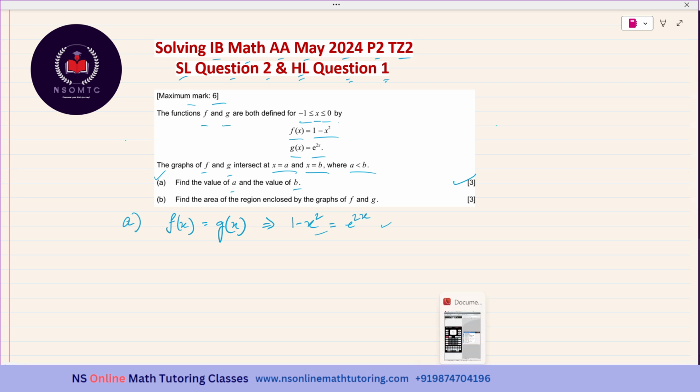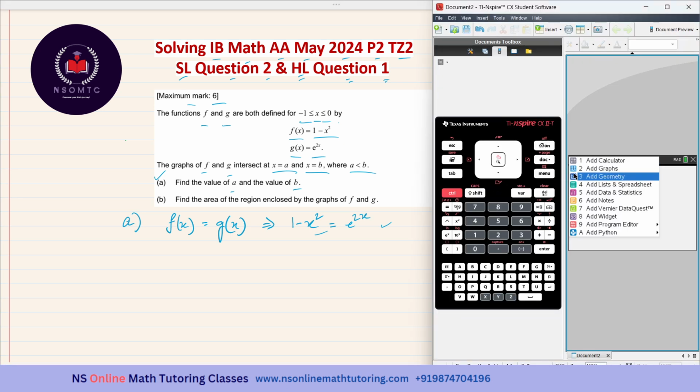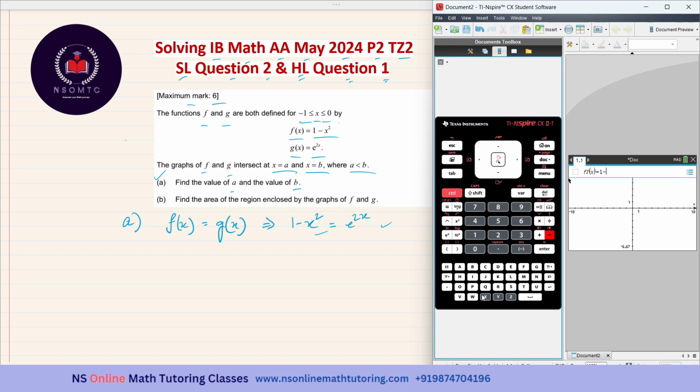Okay. So this is the TI Inspire CX2 calculator that I'll be using. Add graphs, and the first one is 1 minus x squared. Enter. And for the second one I have to press the tab key and then e to the power of 2x. And enter. Okay, so let me just change the window settings. Mainly I have to change the y min and y max. I can take y min as negative 3 and y max as positive 3.